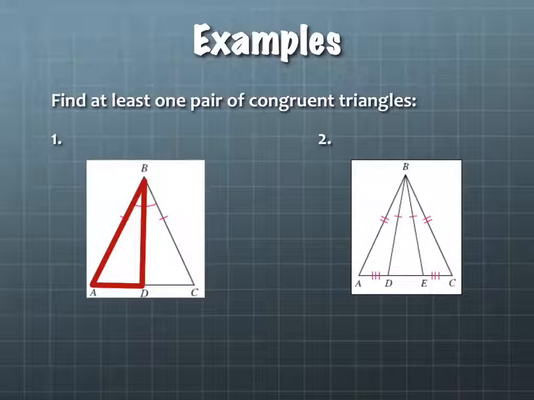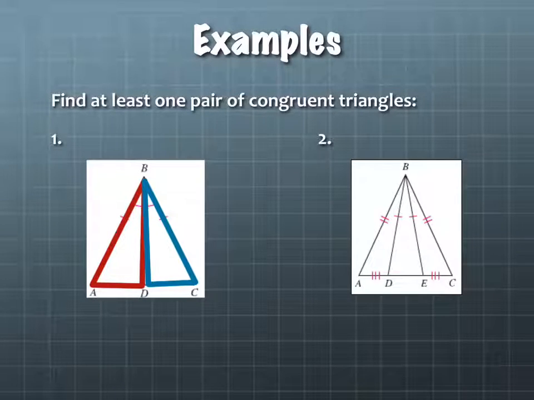And I'll mark the other one in blue. Okay, so these are my two triangles that are congruent to each other, right? Why do you know that they're congruent? What postulate, which one of those congruence arguments actually works here? Side, angle, side. But there's only one side marked.